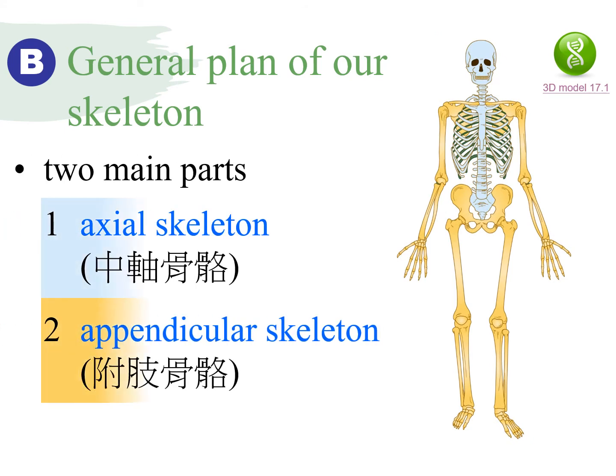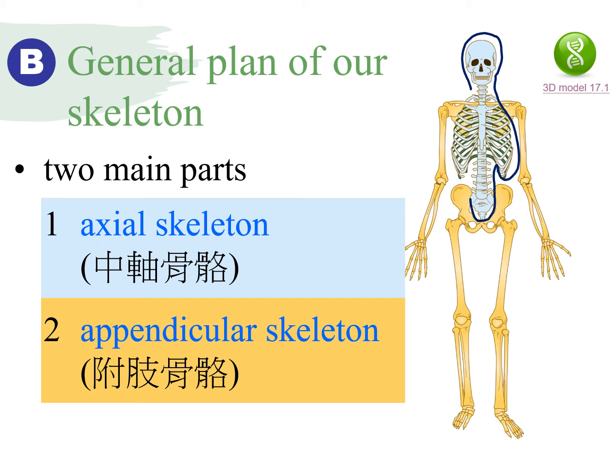Let's take a look at the general plan of our skeleton. Our skeleton consists of two main parts. The first part is called the axial skeleton, which you can find at the center: the skull, the rib cage, and also the vertebral column, that means the backbone, in the center part of your body. For the rest of the body, it is called the appendicular skeleton. This is the part apart from the axial skeleton.